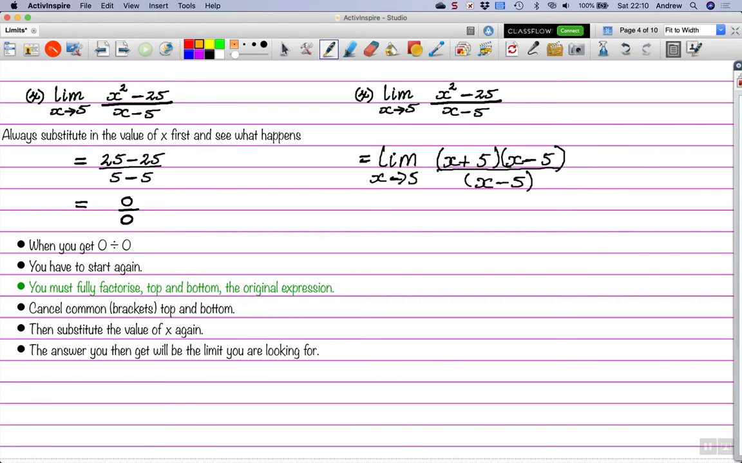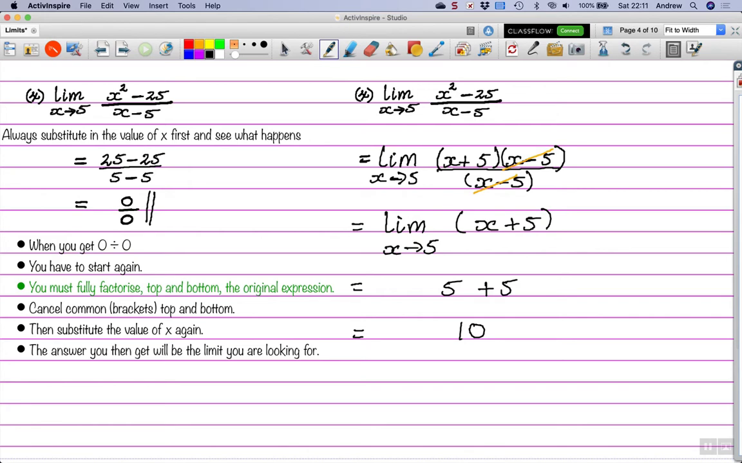We have a common bracket, top and bottom, so we can now cancel the bracket top and bottom, and then progress to the next line, which reads the limit as x tends to 5 of the expression x plus 5. Now when we substitute it in, we get 5 plus 5, which is equal to 10. So far from having 0 over 0 as not being defined, we've actually got the answer 10.